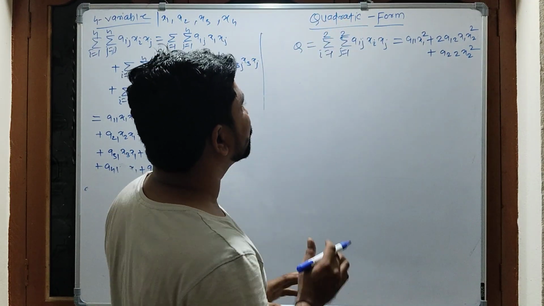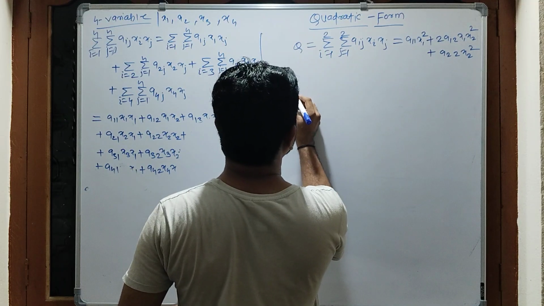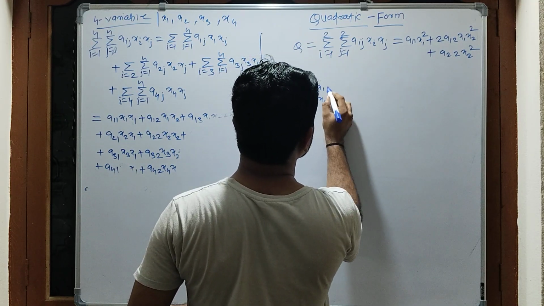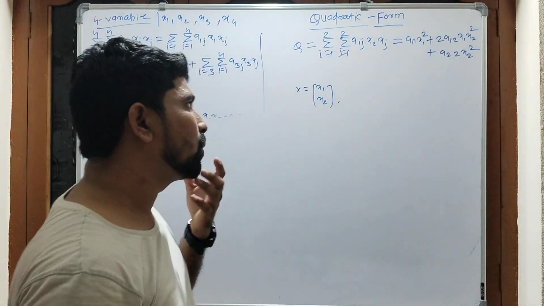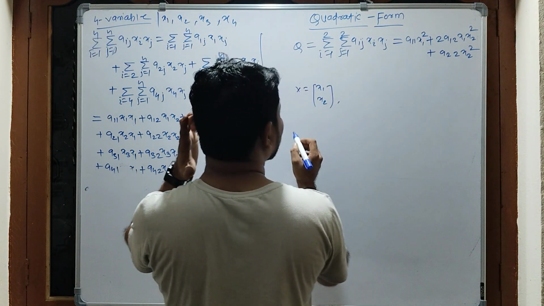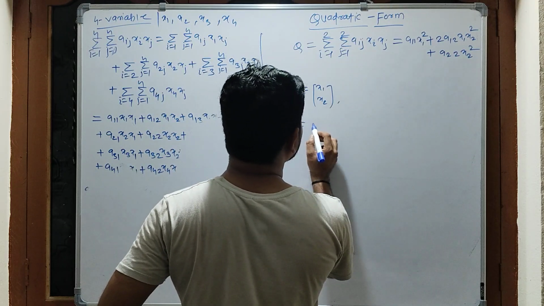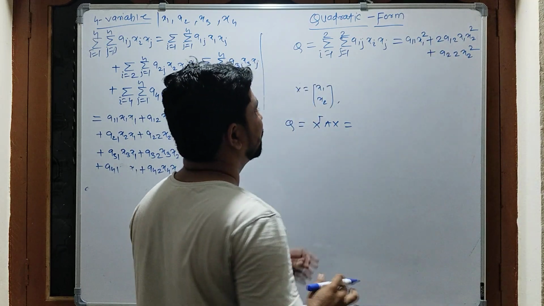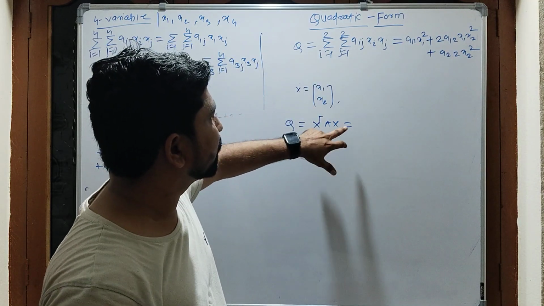Now you can solve this. Here x is the column vector of unknowns x1 x2, and here I want to write x1 x2. Therefore q equal to x transpose A x. You can solve this expression and you will get this same expression.